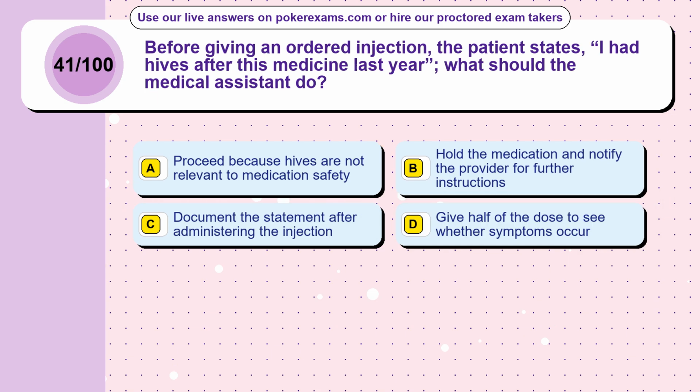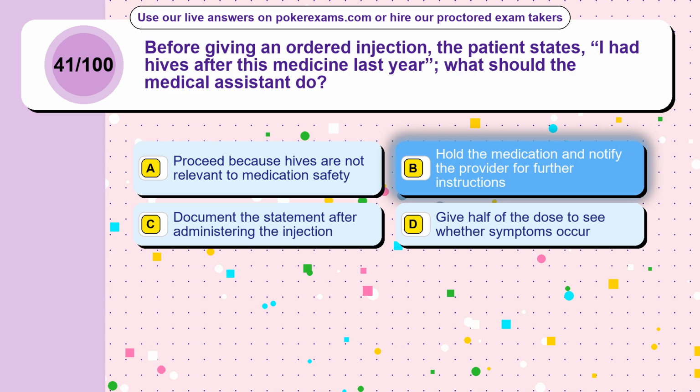Question 41. Before giving an ordered injection, the patient states, "I had hives after this medicine last year." What should the medical assistant do? Option A. Proceed because hives are not relevant to medication safety. Option B. Hold the medication and notify the provider for further instructions. Option C. Document the statement after administering the injection. Option D. Give half of the dose to see whether symptoms occur. The correct answer is option B.